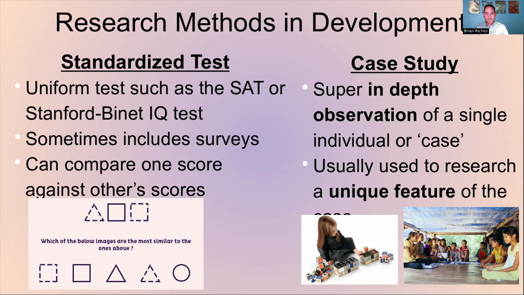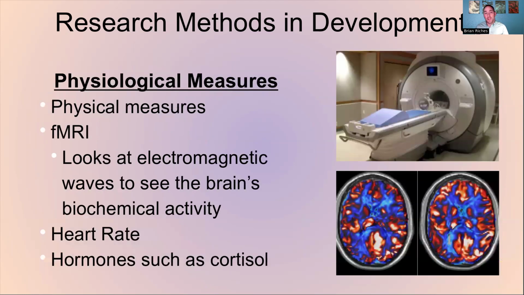Oftentimes, we use physiological measures as well. And with that, we often use it in combination with other things. Like you could do surveys and interviews, you could do surveys and physiological measures. Physiological measures are kind of anything physical. So your fMRI, looking at other brain scans, heart rate, hormone levels.